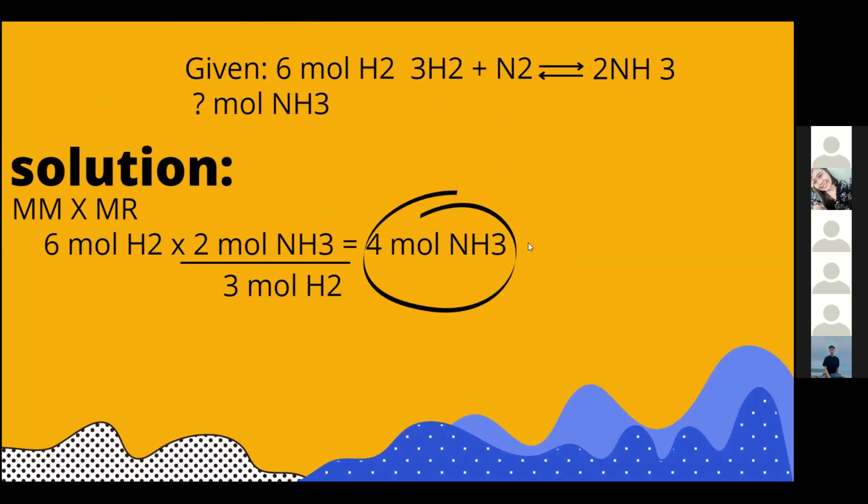The given here is 6 moles of hydrogen gas, and we are asked to find the moles of ammonia. The formula that we are going to use is molar mass times mole ratio. We substitute the given, which is 6 moles of hydrogen gas times the mole ratio of ammonia, which is 2, over the mole ratio of hydrogen, which is 3. Then do the math: 6 times 2 divided by 3 gives us the result of 4 moles of ammonia.